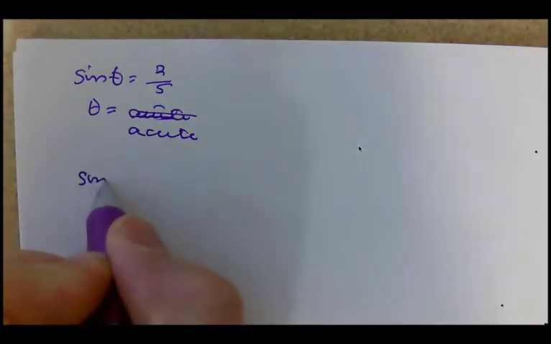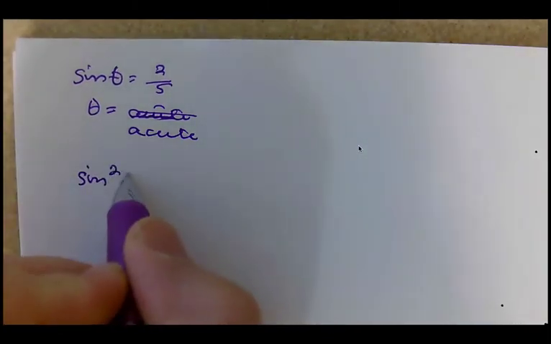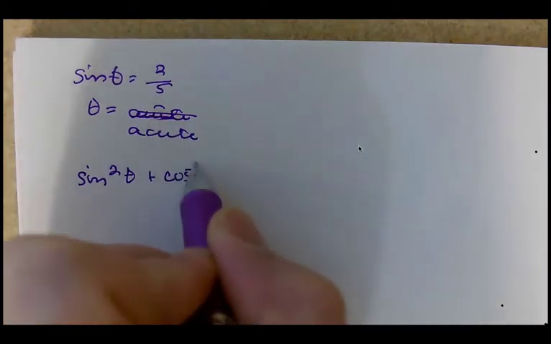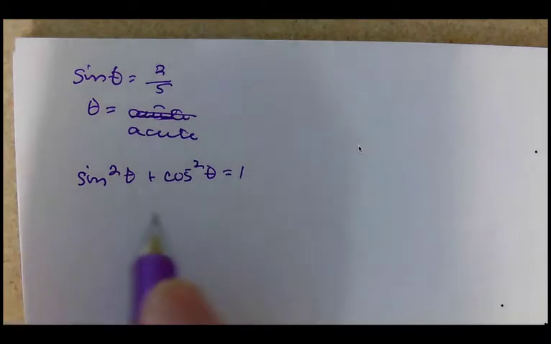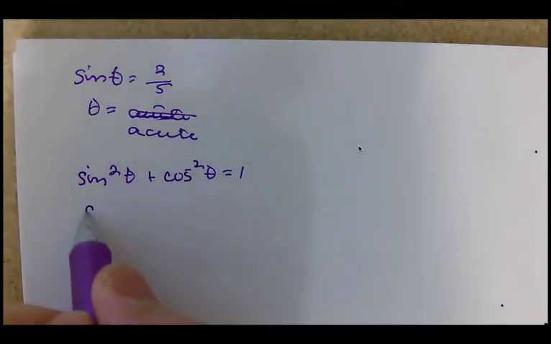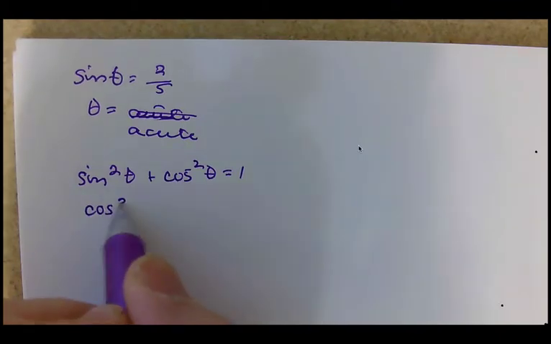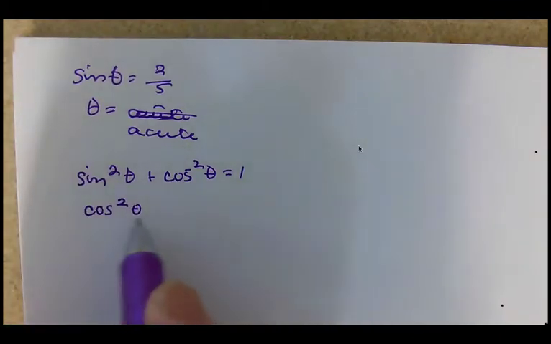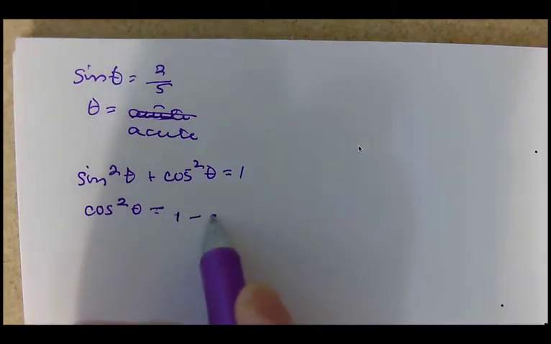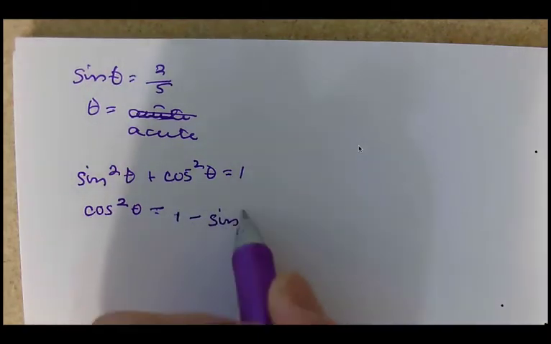So sine squared theta plus cosine squared theta equals 1. I'm going to rewrite this because I want to solve for cosine squared theta equals 1 minus sine squared theta.